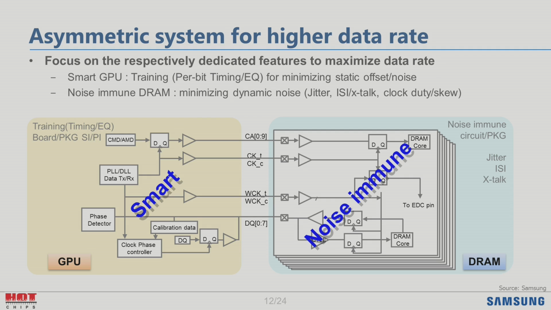Actually, the high-speed signaling on the DRAM is very, very difficult. So to maximize the performance, the GPU has to focus on the data TX and RX training to minimize the static offset or the signal noise. However, the memory side has to focus on the noise immunity, such as the jitter, the inter-symbol interference, the crosstalk, and the clock duty and skew. From the next page, I will show the memory technology for the noise immunity in DRAM.